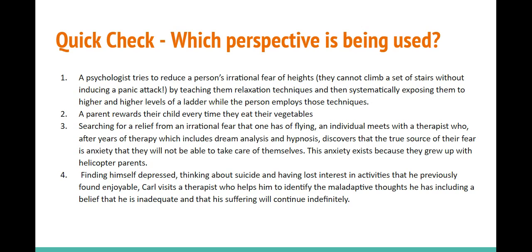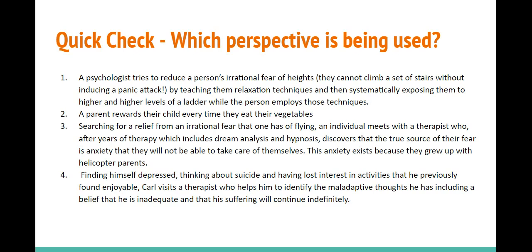Okay, if you are done with this quick check, let's take a look at them and make sure you understand them. We have a psychologist who's trying to reduce a person's irrational fear of heights, and they're teaching them relaxation techniques and then systematically exposing them to higher and higher levels of a ladder while the person employs these relaxation techniques. So what this psychologist is using is the behaviorist approach. They're trying to teach them to associate relaxation with being higher and higher up. Remember, there's nothing cognitive in a behaviorist approach. It's all about what you can see. So giving them relaxation techniques helps them have an environmental stimulus of relaxation along with going up higher and higher on a ladder.